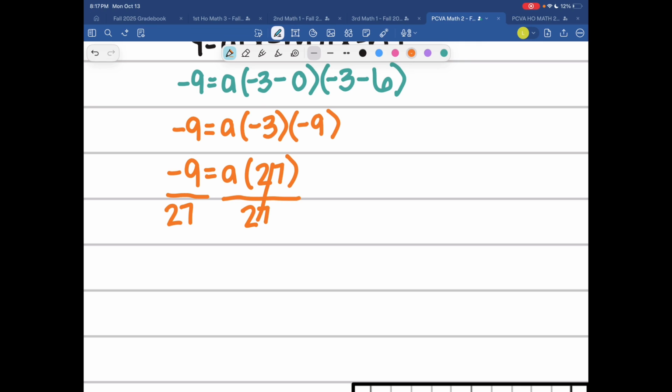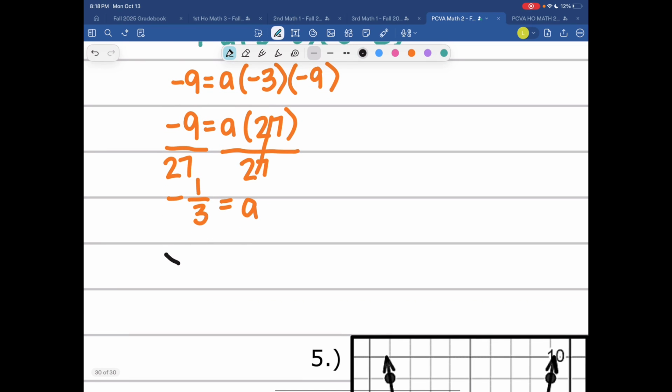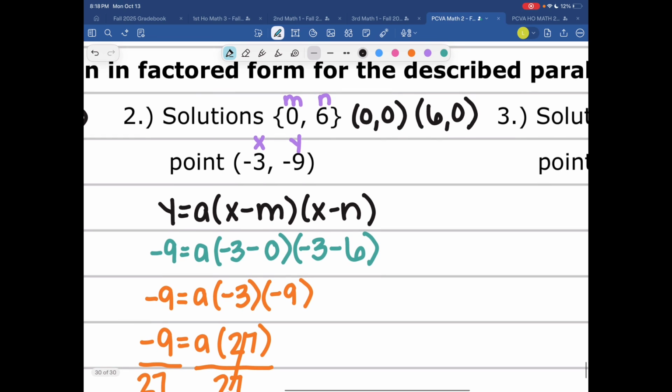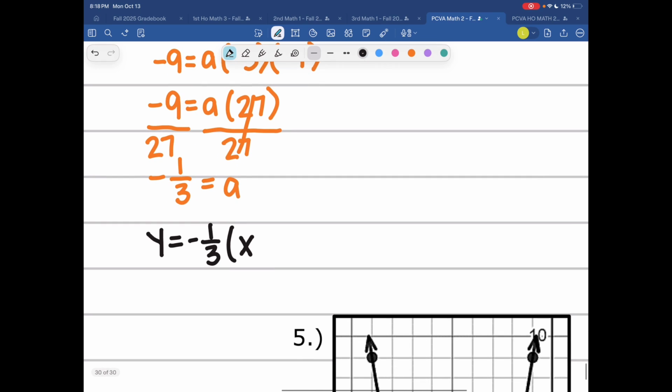And we should get an A value. And my A value is going to be negative 1/3. So now I just finalize by putting everything back into the original problem. So I have negative 1/3 for A. All right, then I have X. My original M was 0. So I can write minus 0, but I definitely am going to want to simplify that later.